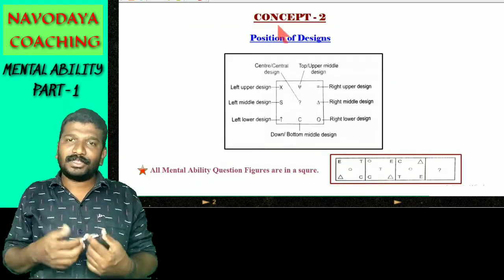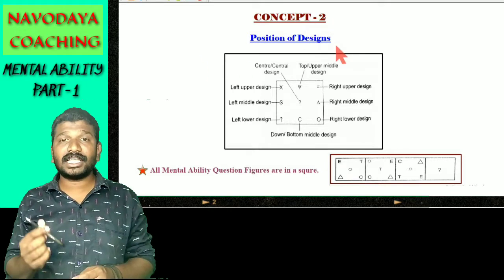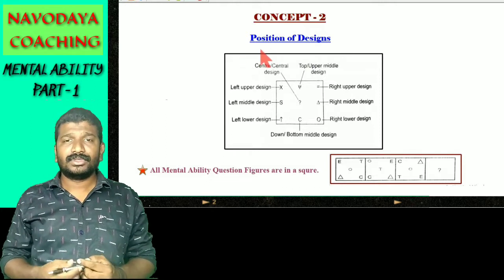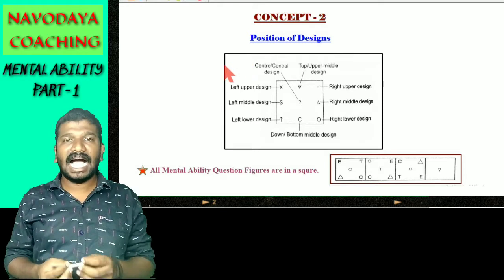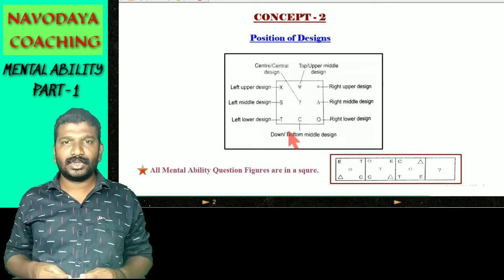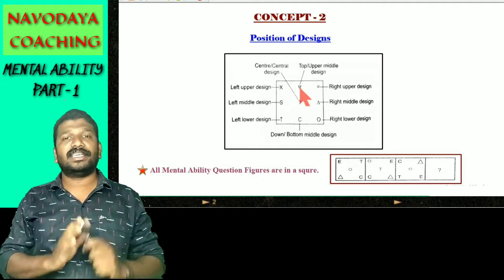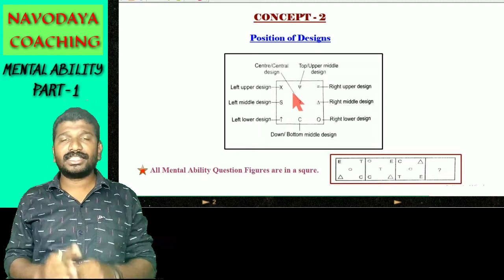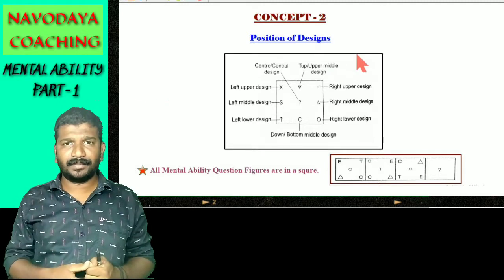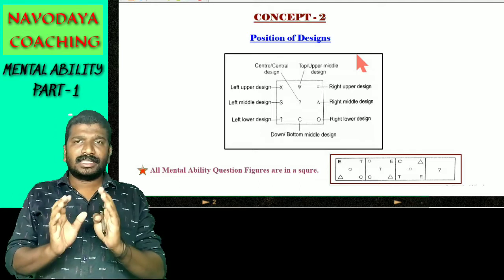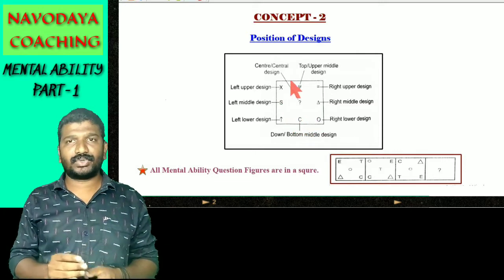Next, concept number 2, position of designs. Already I told you, all the figures of mental ability are in a square. So the position of a figure in that square is very important. That position is going to be checked. Now we can see on the screen there are some figures in some positions in the square.